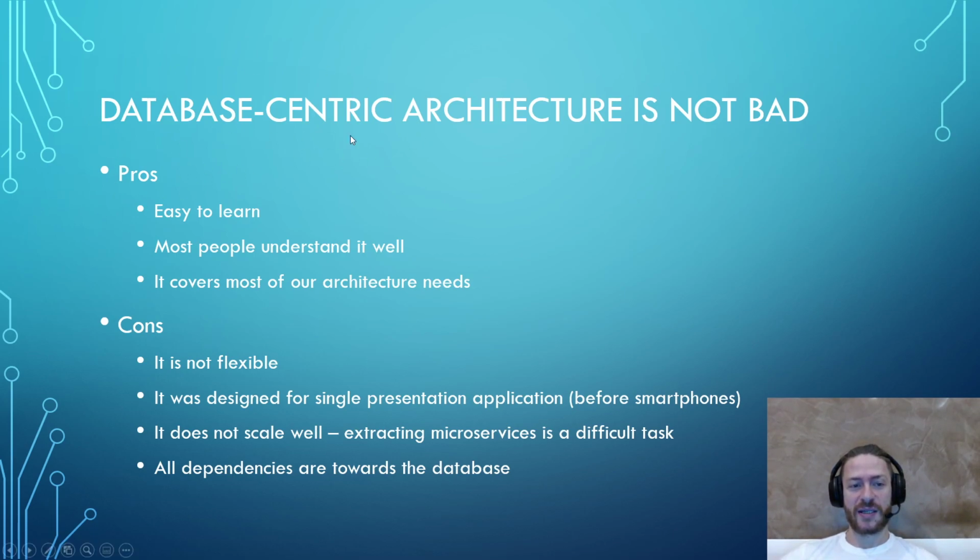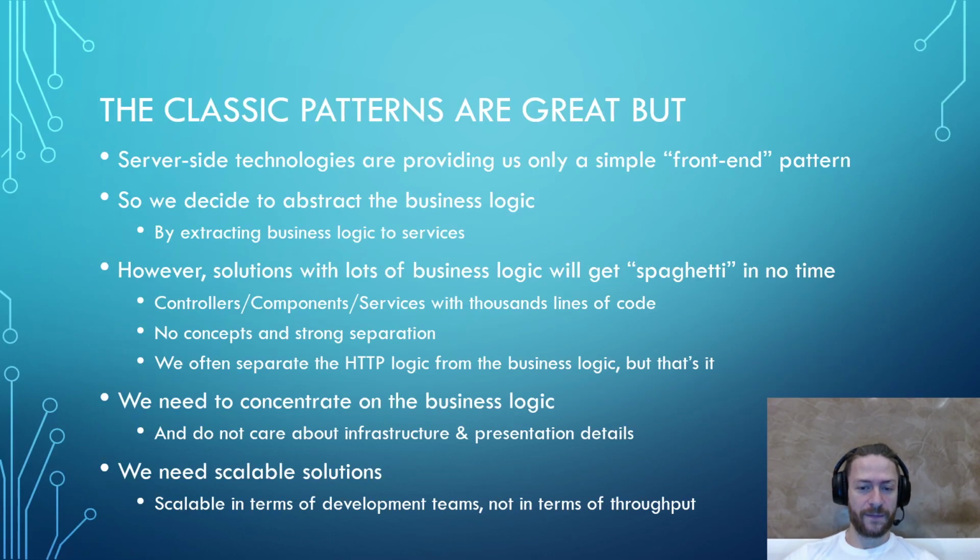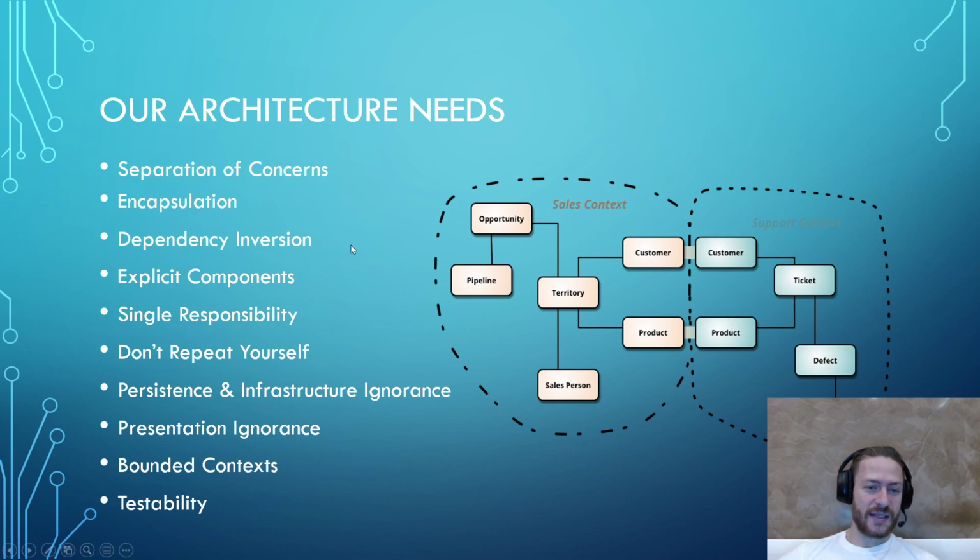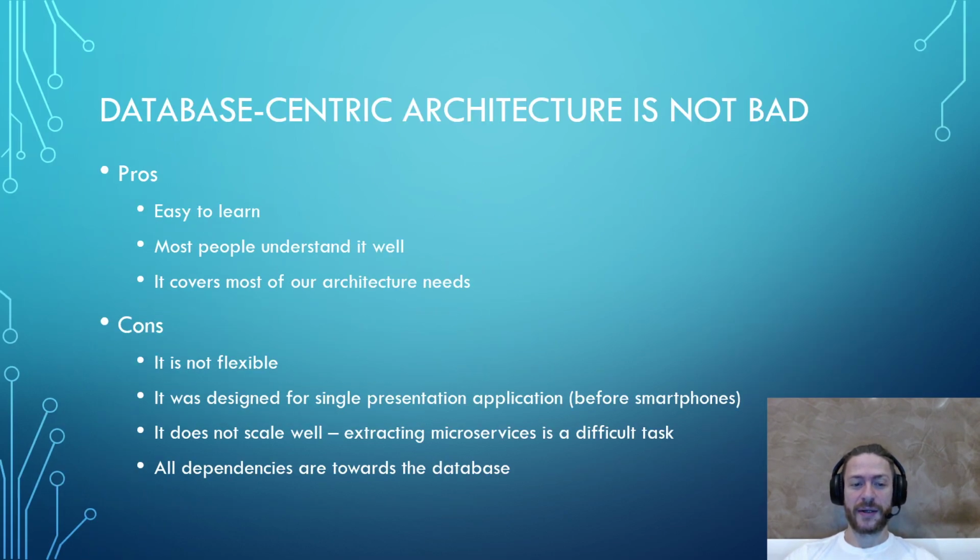So the pros of the database-centric architecture: it's easy to learn, most people understand it well, and it covers most of our architecture needs. If we go back here, we can see that the database architecture has almost everything besides single responsibility on the business layer, persistence and infrastructure ignorance, and presentation ignorance. It doesn't have bounded contexts. And it doesn't have explicit components, but that's more of a 50-50 kind of situation. So it covers a lot of our architecture needs, but it doesn't cover them all.